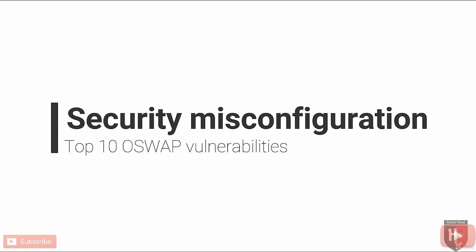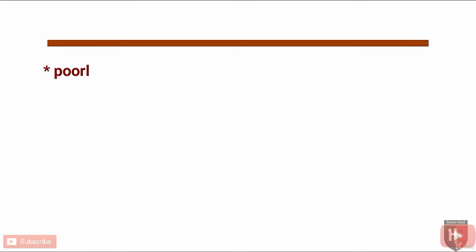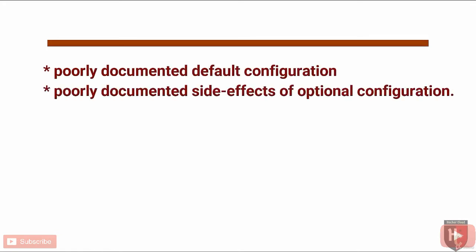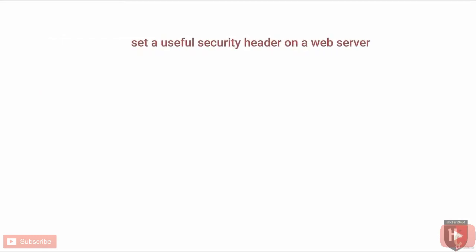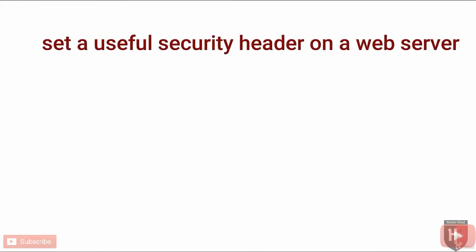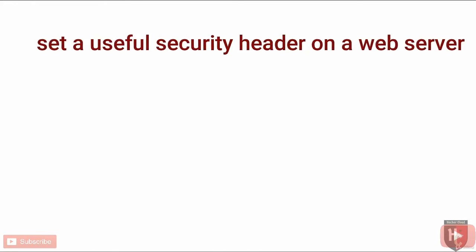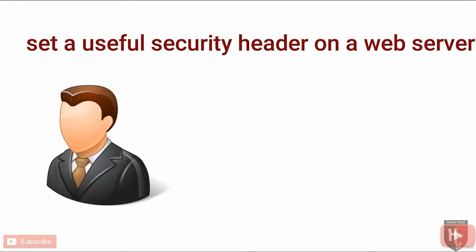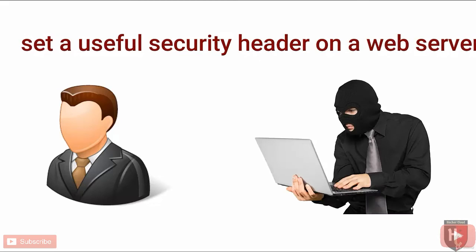Security misconfiguration vulnerabilities could occur if a component is susceptible to attack due to an insecure configuration option, poorly documented default configuration, or poorly documented side effects of optional configuration. This could range from failing to set a useful security header on a web server, to forgetting to disable default platform functionality that could grant administrative access to an attacker.